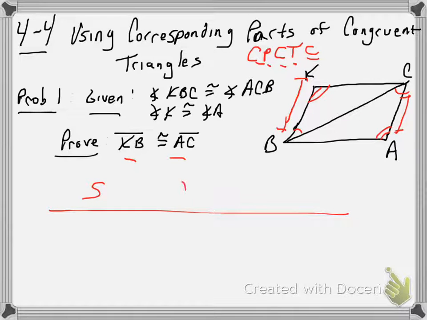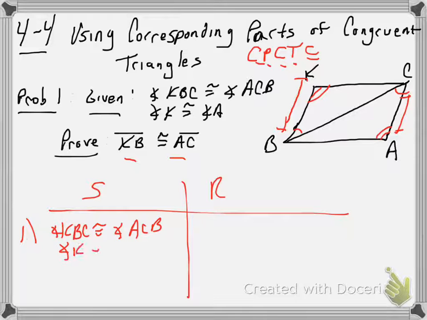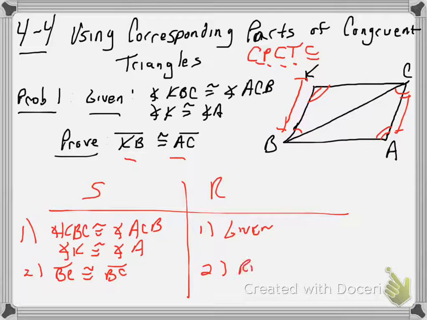So under statements and reasons, one, again, I would write the given out. So angle KBC congruent to angle ACB, and angle K congruent to angle A, and the reason behind that, of course, is given. Okay, so now the second thing is I've got nothing else given, so again, call your best friend. This one's going to be reflexive. BC congruent to BC by reflexive.